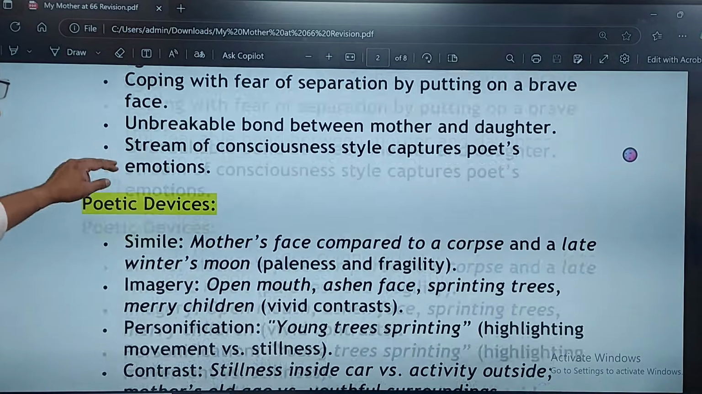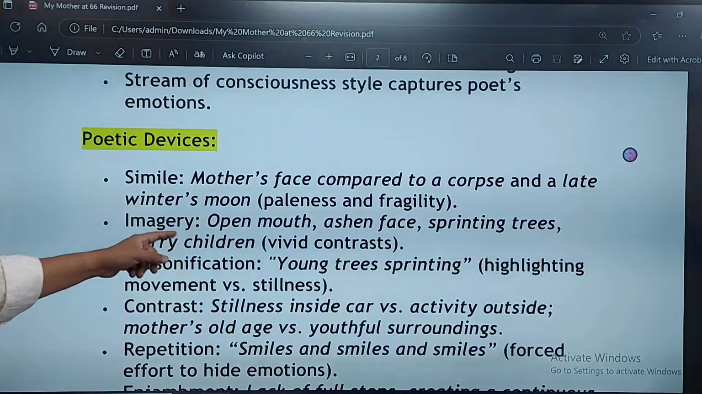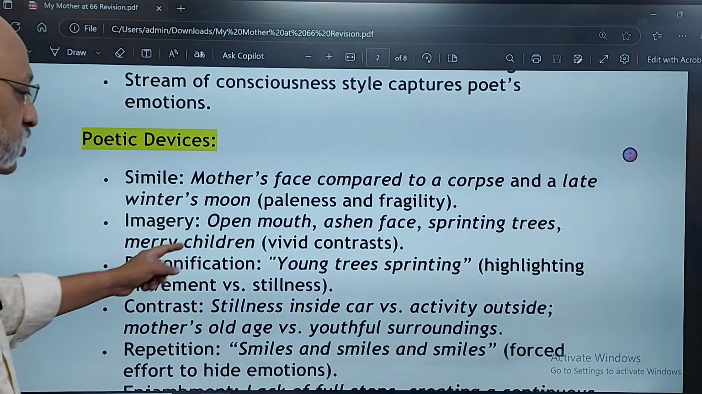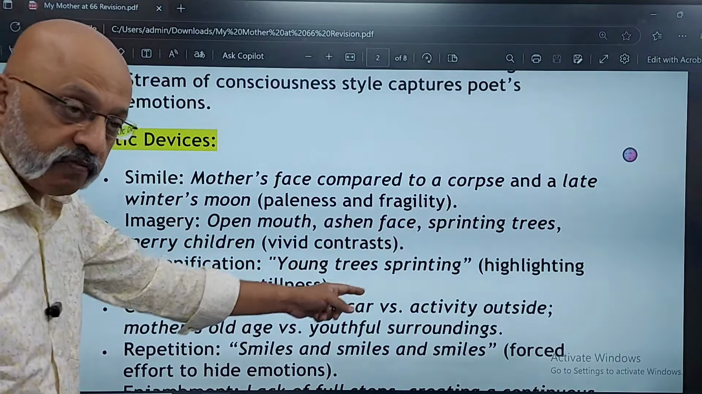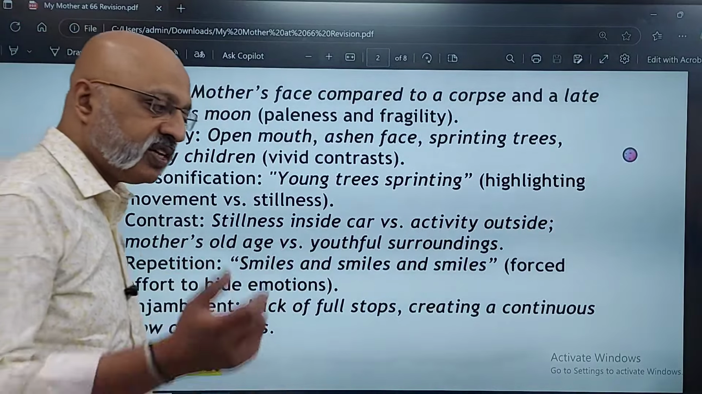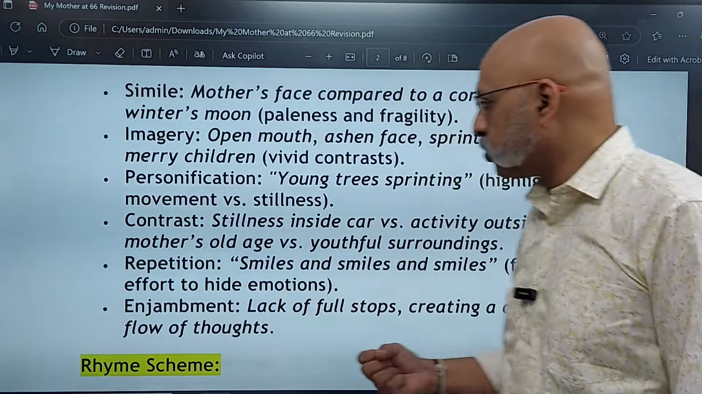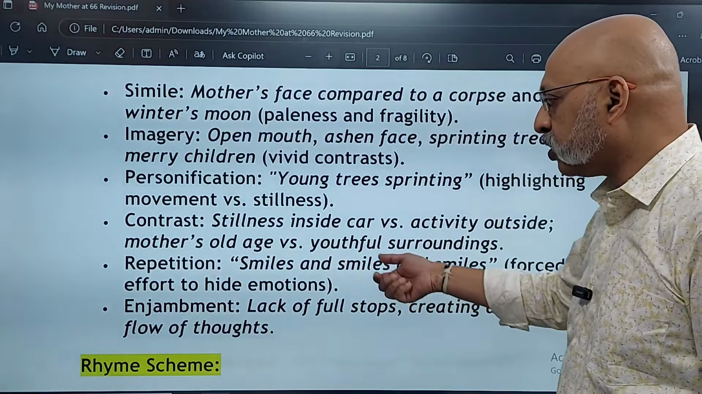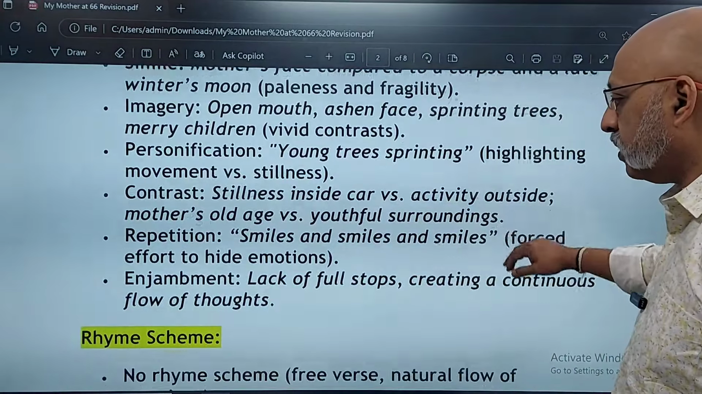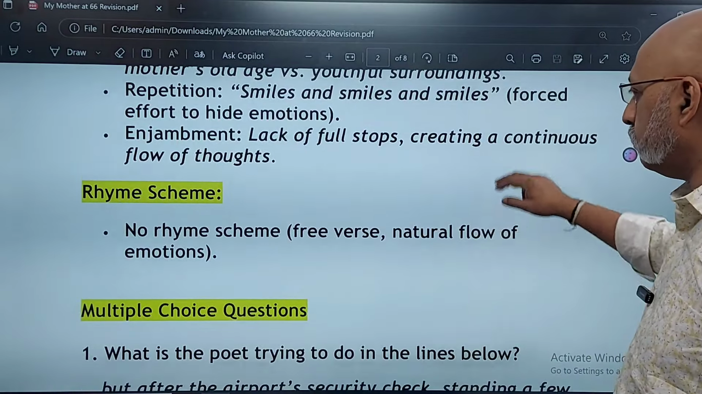Now, what are the poetic devices? Similes here when you compare to a corpse and a late winter's moon. The imagery, the personification of the young trees sprinting, very important. The contrast, the stillness inside the car versus the activity. The contrast is probably the most important poetic device which has been used in this poem. Then there is repetition and enjambment. The rhyme scheme: there is no rhyme scheme because it's a free verse which flows freely.